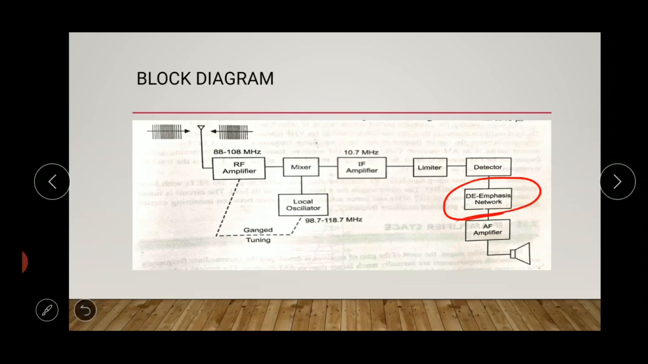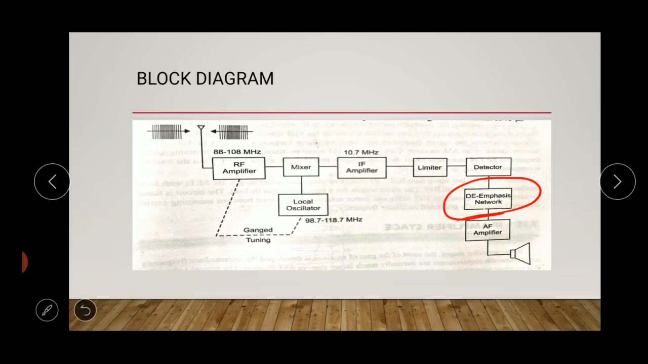The de-emphasis network reduces the amplitude of high frequencies in the audio signal to bring them back to their original amplitude, as these are increased by the pre-emphasis network at the transmitting station. So pre-emphasis is used in the transmitter section and de-emphasis is used in the receiver section. The function of the de-emphasis network is just the reverse of the pre-emphasis network.